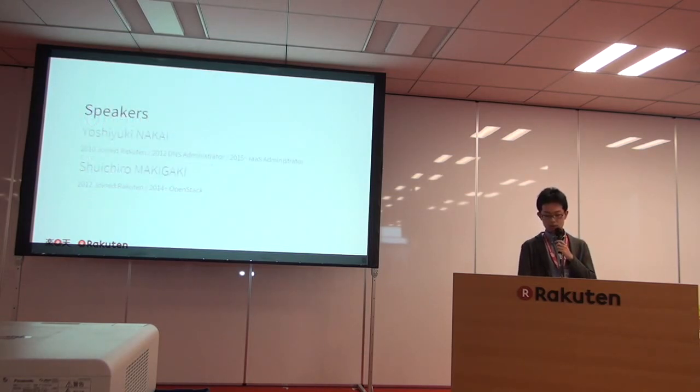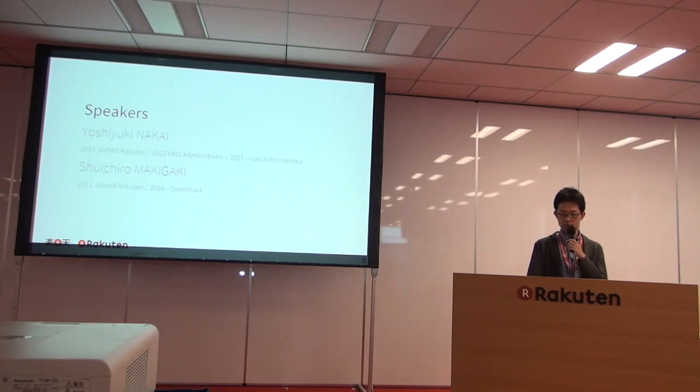My name is Yoshiyuki Nakai. I joined Rakuten in 2010 and worked as a DNS administrator for some years. This year, I moved to the private IaaS administration team. And there, Shuichiro Makigaki joined Rakuten in 2012. He has been working on introducing OpenStack to Rakuten since last year.